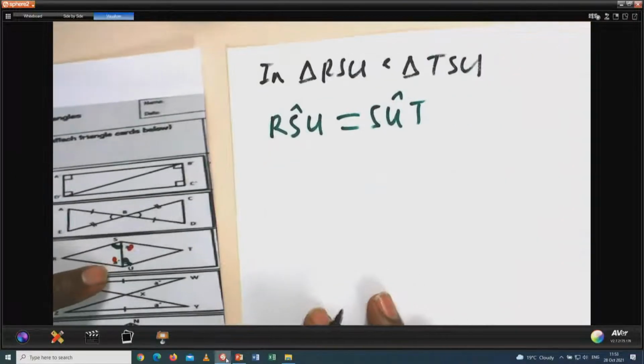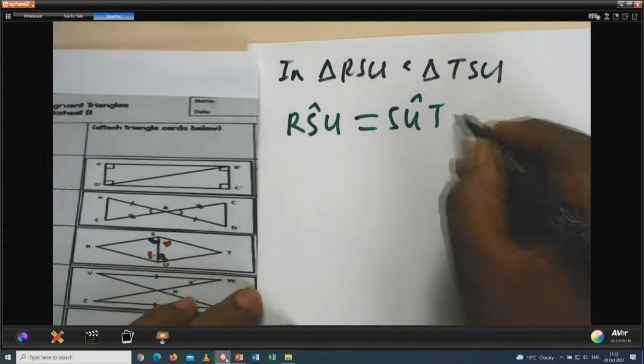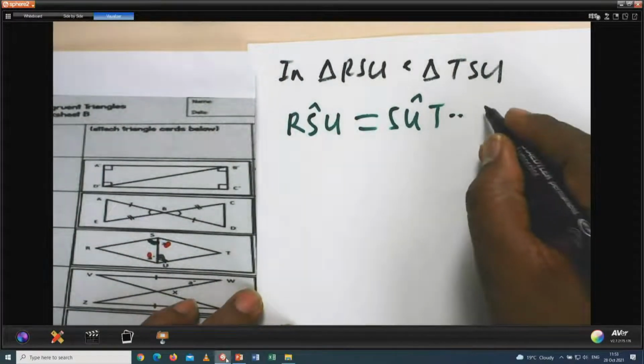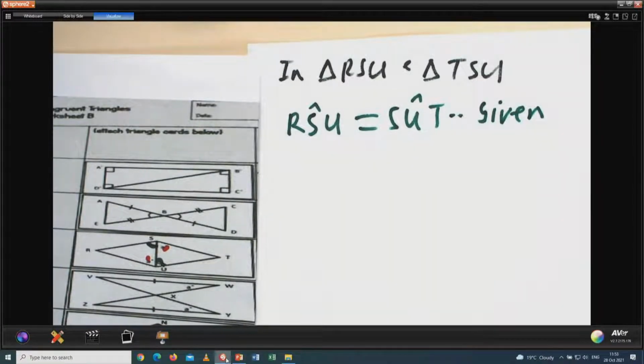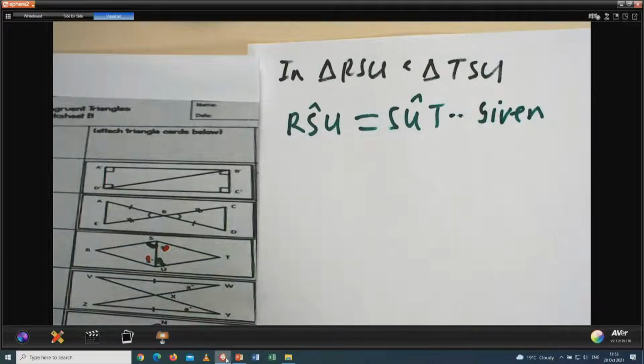But you know, in geometry, you must give a statement and a reason. What is your reason? You are given. That's what you are given. That's what you are told. Right. Again, we continue now.